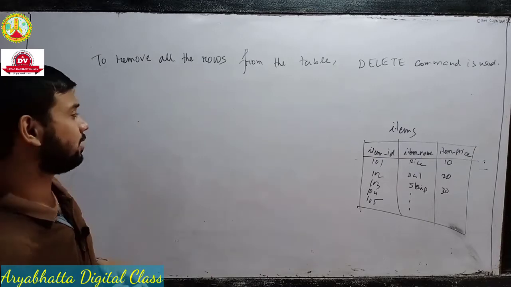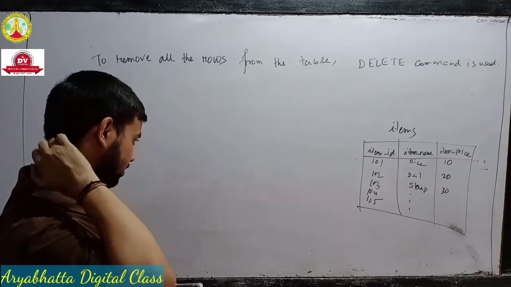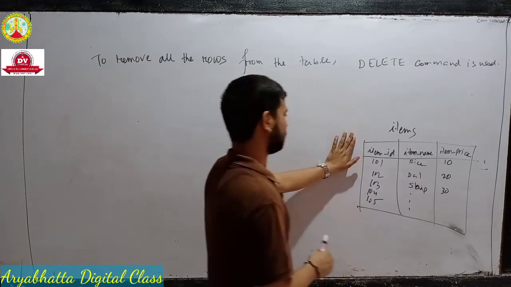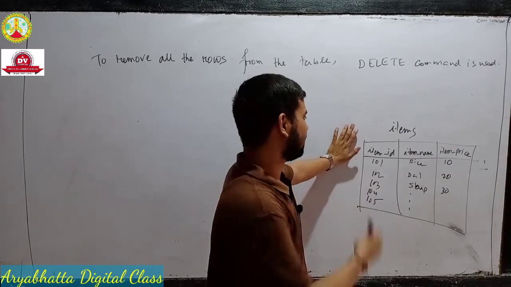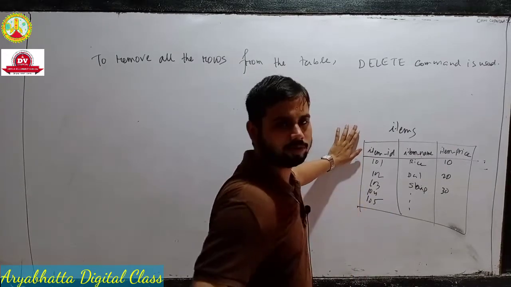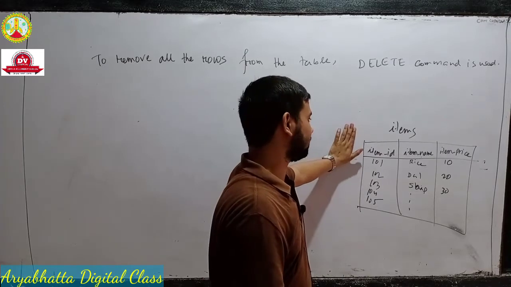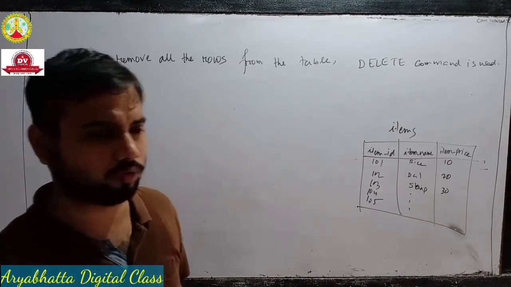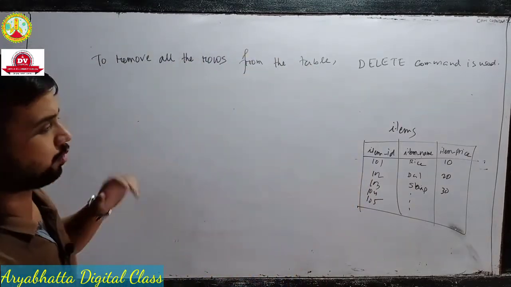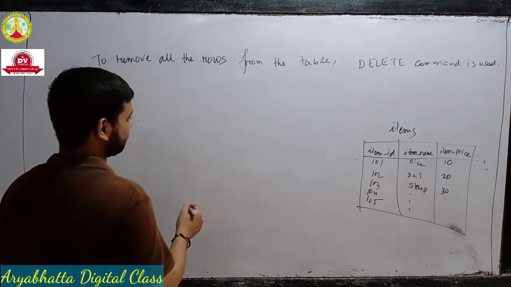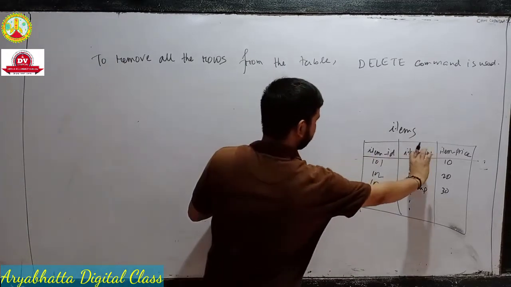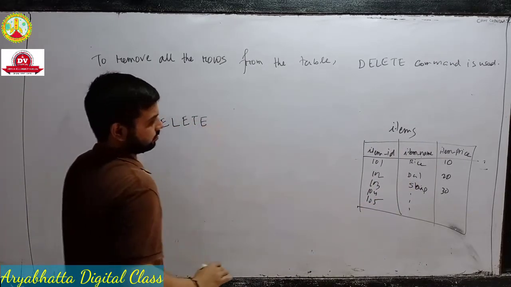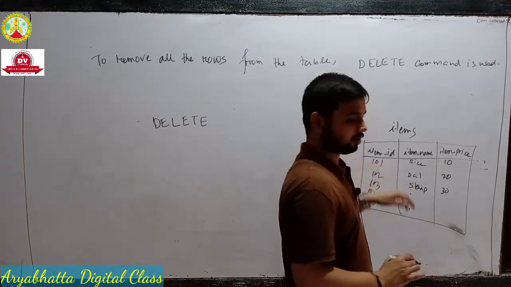Suppose you no longer need this table. Your work is done with that table. Why did you create this table? The work is already done, and your requirement is over for this table. So now you want to drop this table from the database. Then what do you do? You just delete all the rows. First of all, you have to delete all the rows from this table.